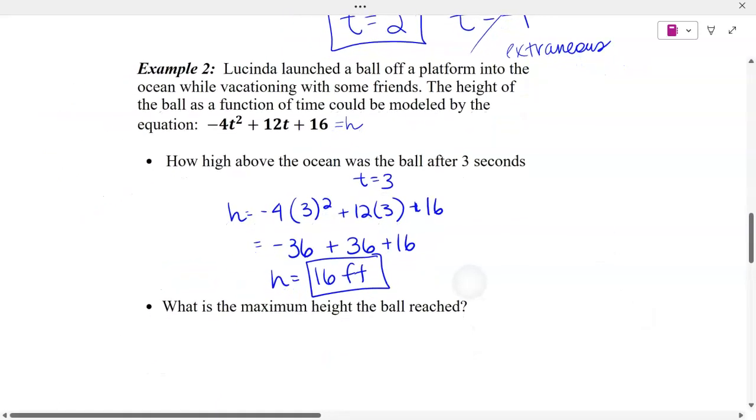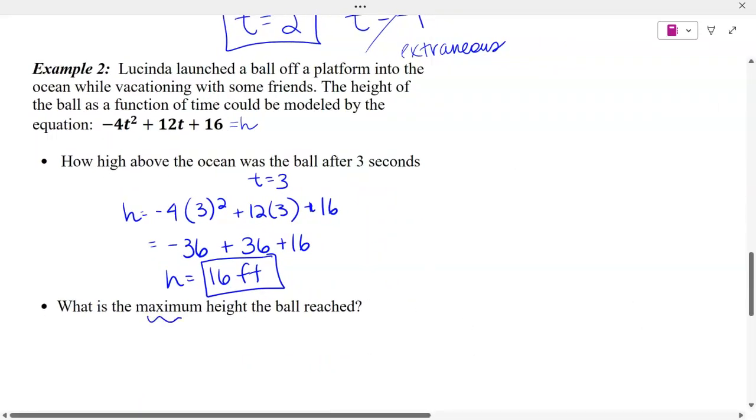So now in this second part, they ask us to find the maximum height. When they're asking for a maximum height, remember when you're talking about a ball being launched, it's going to follow this general shape. So the maximum height is going to be asking us for the vertex. And specifically, we are looking for the y-coordinate of the vertex.